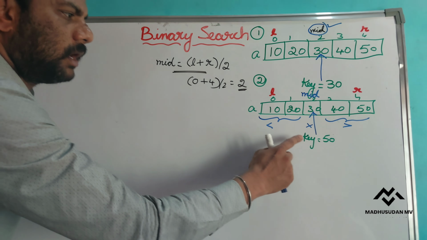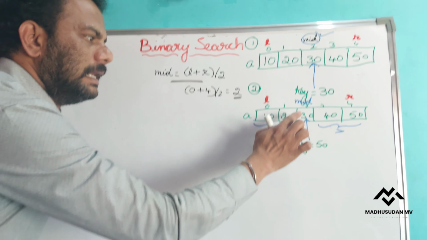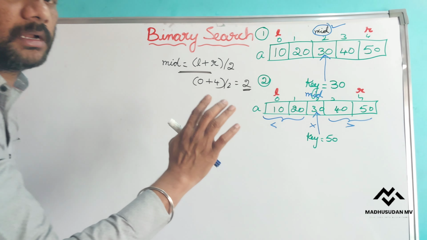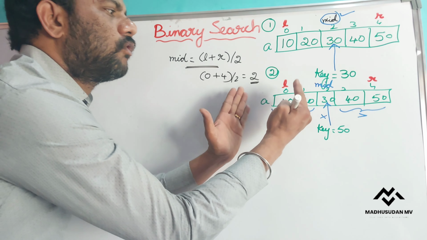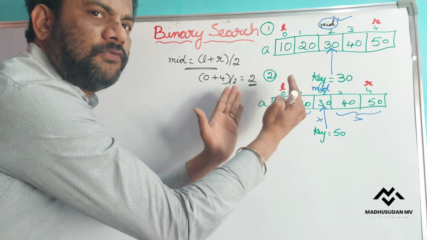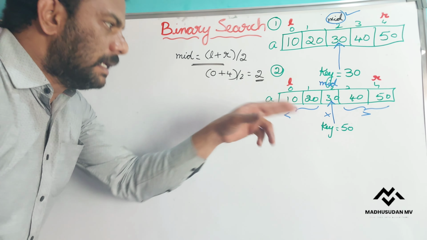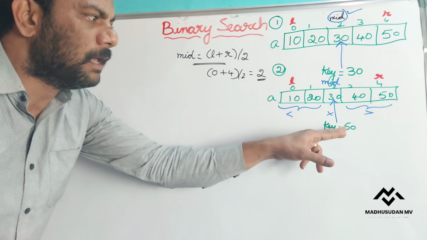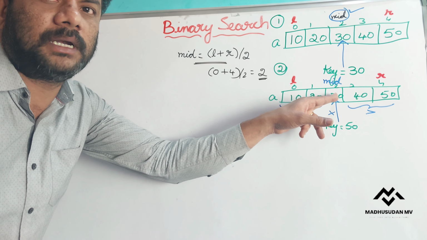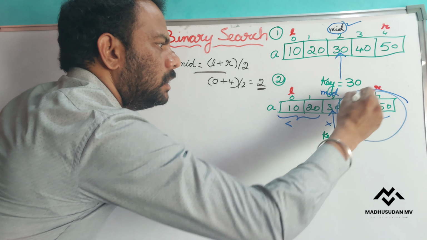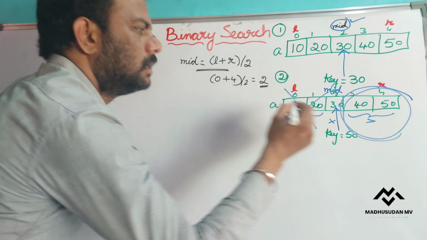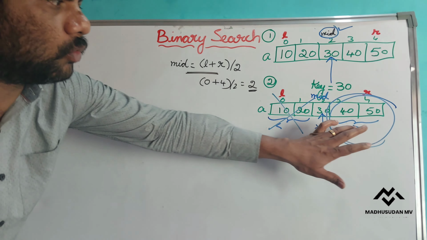I need to check whether the key element is lesser than the mid element or not. Suppose the key element is lesser than the mid element, I need to search only in the first half. No need to search in the second half. But in this case the key element is 50, and 50 is greater than the mid element 30. Since it is greater, I don't want to search in the first half. I need to search only in the second half.